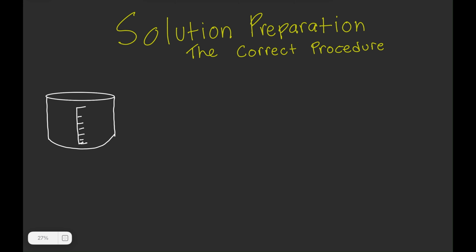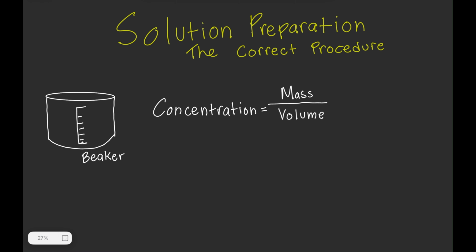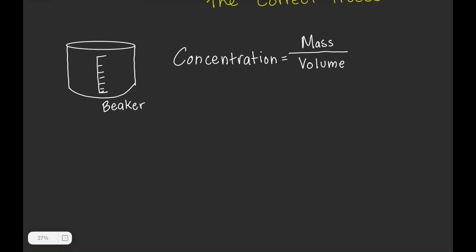This changes your final concentration. So we've got a beaker here, and let's write out our concentration formula. So concentration is equal to mass over volume. So let's look at our error scenario first.